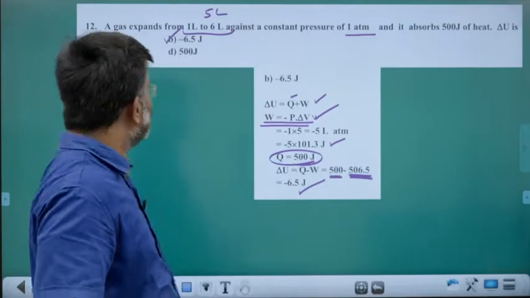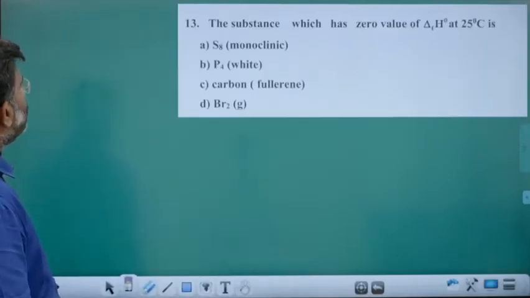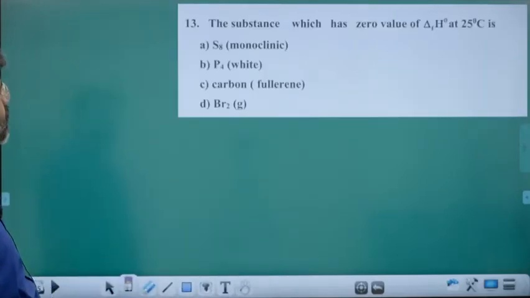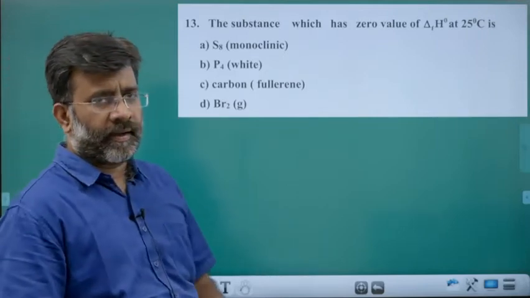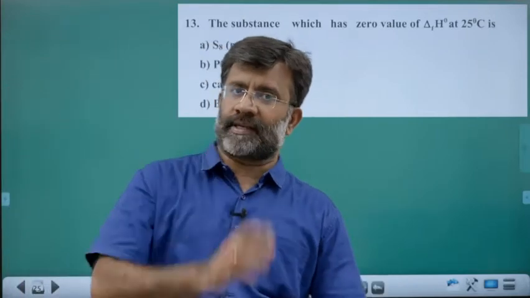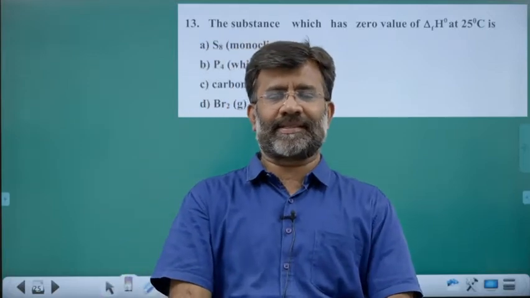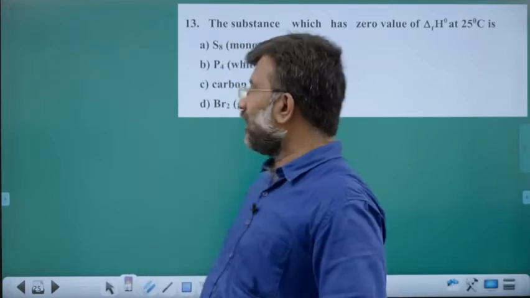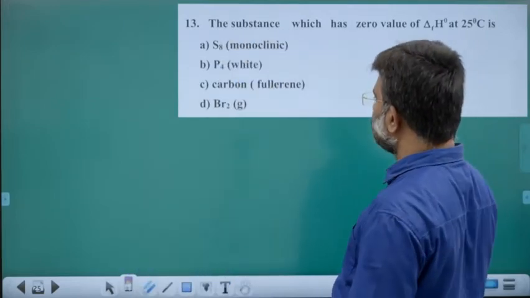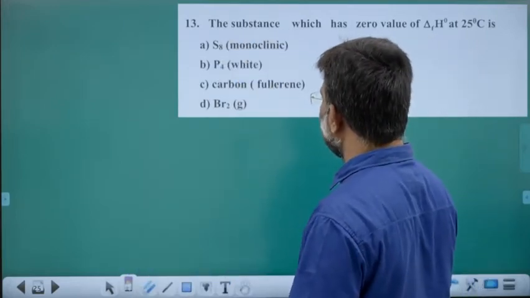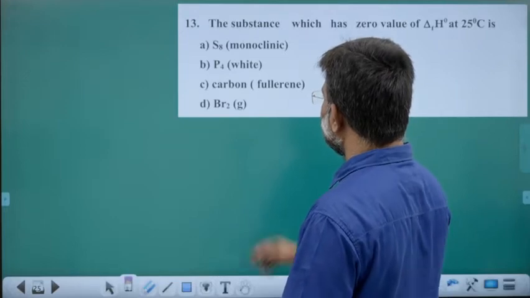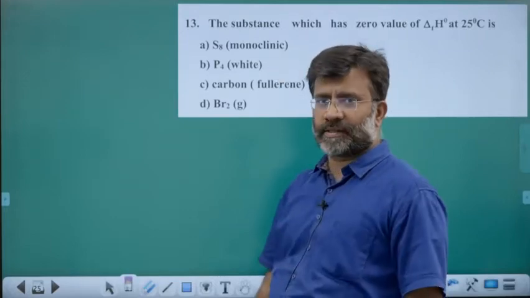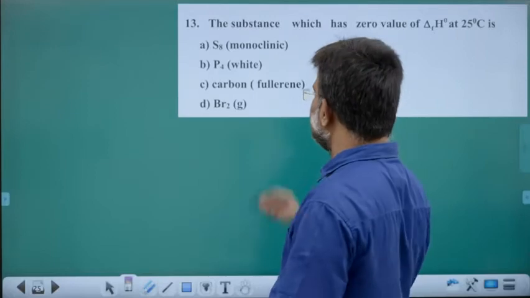Next question. Substance which has zero value of enthalpy of formation. You have studied elements in their standard state; enthalpy will be zero. Which is the standard state? Sulfur monoclinic is not a standard state. Rhombic sulfur is the standard state.